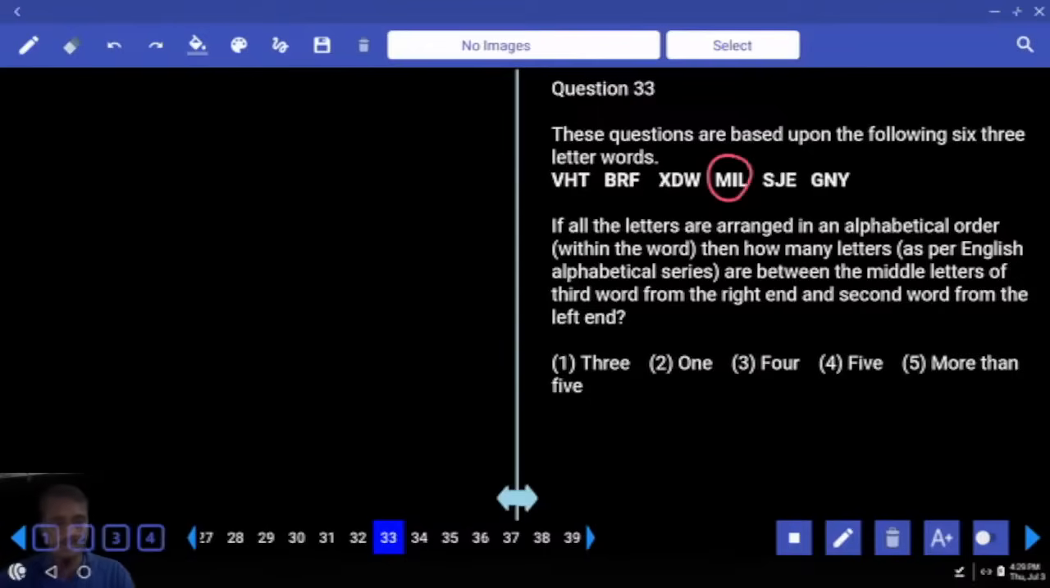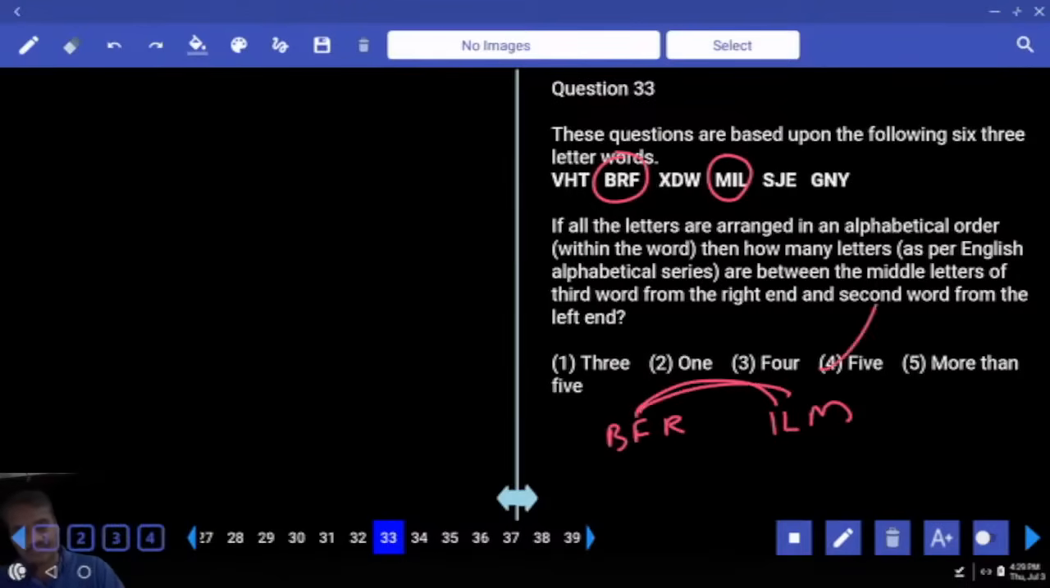Third word from the right, and second word from the left. These two in alphabetical order. Now this is BFR and this will be ILM. Now between F and L, how many letters are there? How many letters are there in the English alphabet? Difference is how much? 6. 6 minus 1, 5. Choice 4. Understood? F is 6 and L is 12. Now here the difference is 6. In between means 6 minus 1, 5. In between is always 1 lesser than the difference between the elements. Between F and L: G, H, I, J, K. That's it, fine.